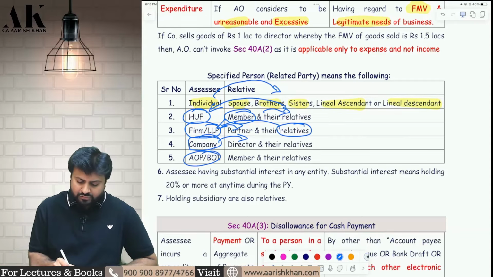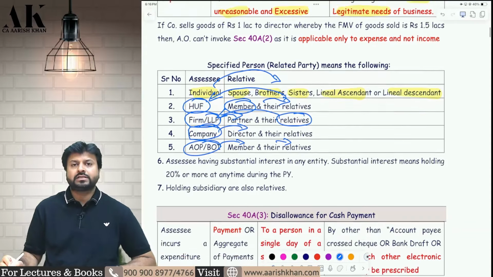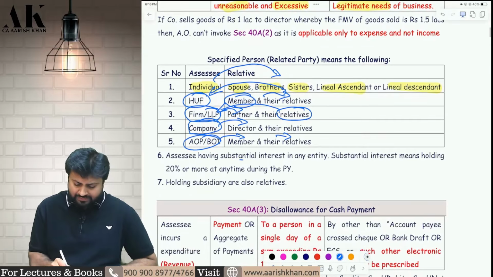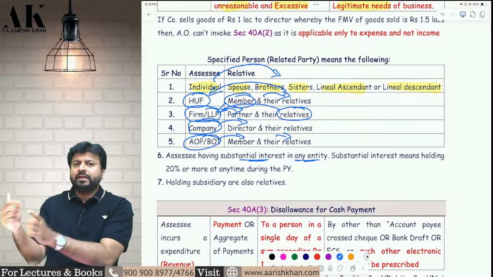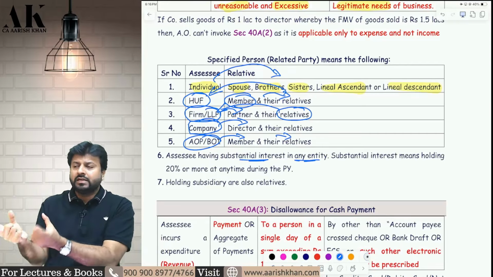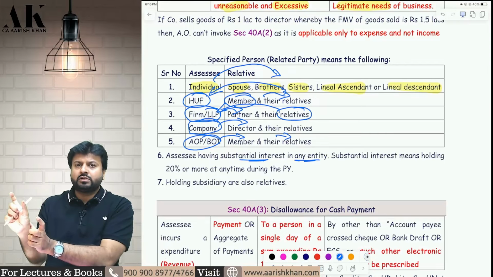And for AOP, BOI it is also the same: members and their relatives. I hope it is clear. And an assessee having substantial interest in any entity. Suppose there is a company in which the assessee has substantial interest. Substantial interest means I have a 20% or more stake in the company.